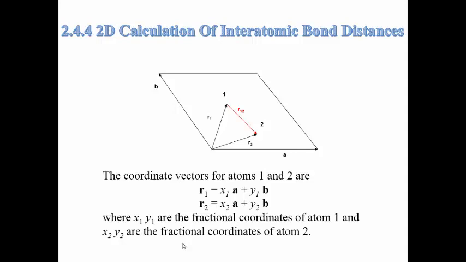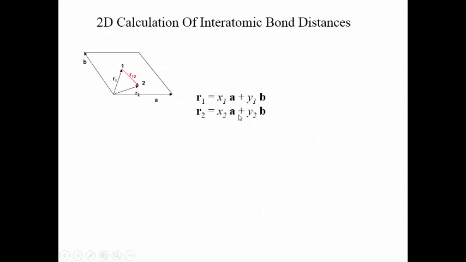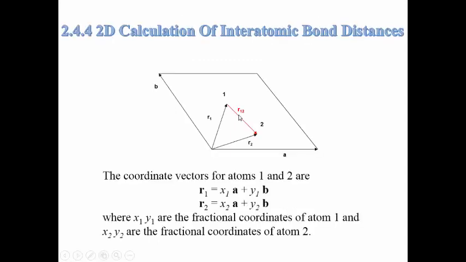Now we'll calculate the interatomic bond distance. We're not really interested so much in the distance of an atom to the origin. What we're really interested in is interatomic distances. And so we have atoms at 1 and 2, and the vector 1, 2 means it goes from 1 to 2. So we write it as R12. And here R1 has the fractional coordinates x1 and y1, and R2 has the fractional coordinates x2 and y2.